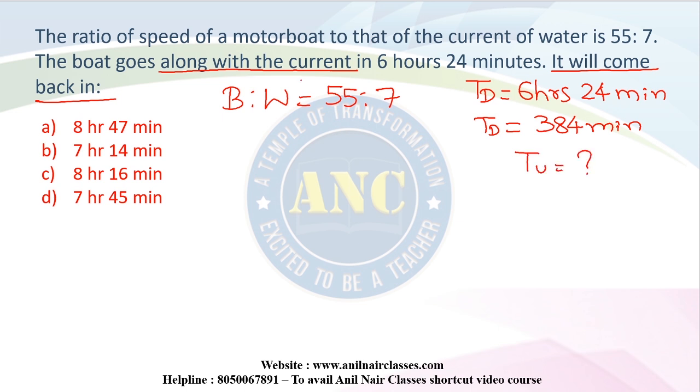Now think a little logically. We know that boat and water current are in the ratio 55:7. Now can I say that downstream speed and upstream speed, let me write it like this for your better understanding. Downstream speed is B plus W. 55 plus 7 is 62. Upstream speed is B minus W. 55 minus 7 is 48. Downstream speed and upstream speed ratio is 62:48.